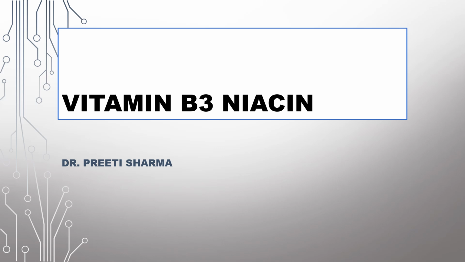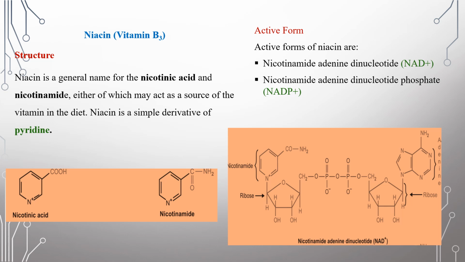Good morning. Let's discuss vitamin B3 or niacin. Vitamin B3 is also known as nicotinic acid, and one of its derivatives, nicotinamide, is also included in the niacin family, either of which may act as a source of the vitamin in the diet. And niacin is a simple derivative of pyridine.